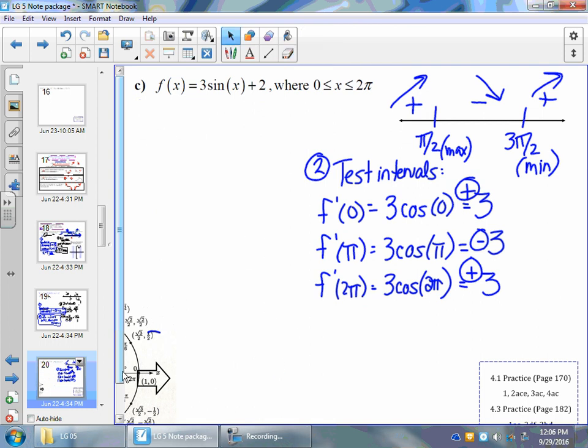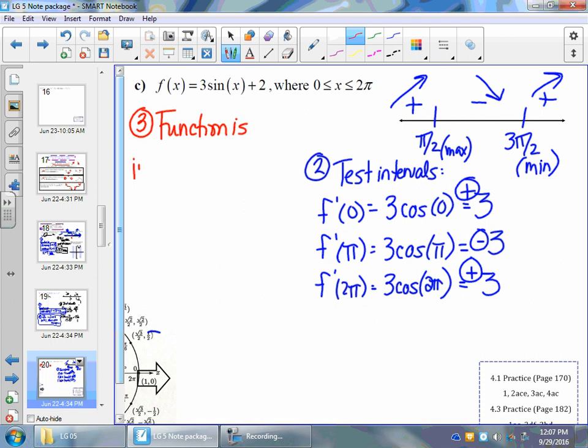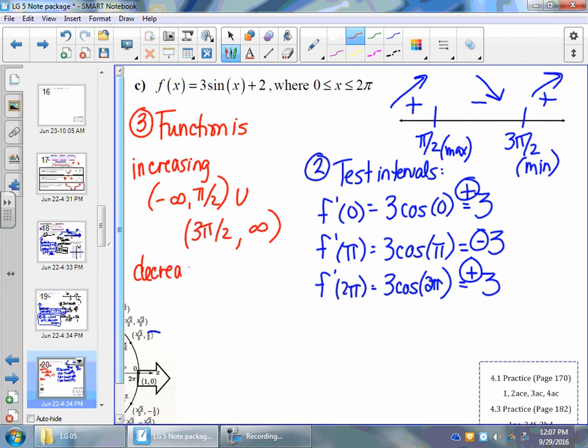So this is going to be, what are the intervals of increase and decrease? So we'll call this one number 3 in a different color. So the function is, let's start with increasing. And I've got 2 sections where we're increasing. That's going to be from -infinity up to pi over 2. And it's also going to be 3 pi over 2 up to positive infinity. Obviously, then it would be decreasing from pi over 2 up to 3 pi over 2.